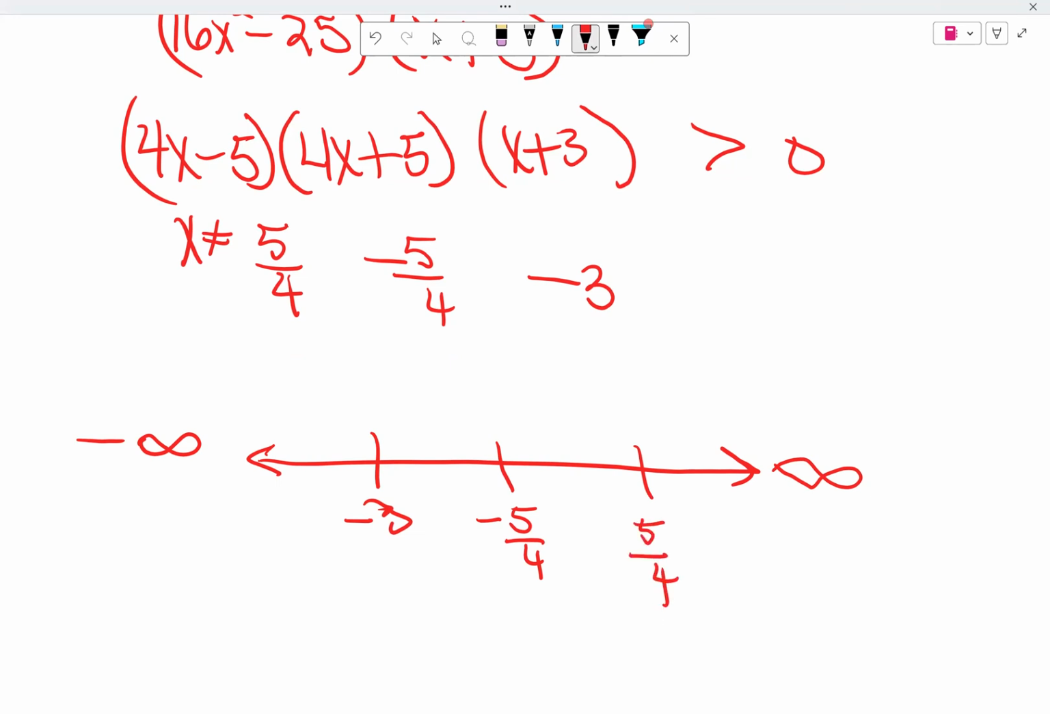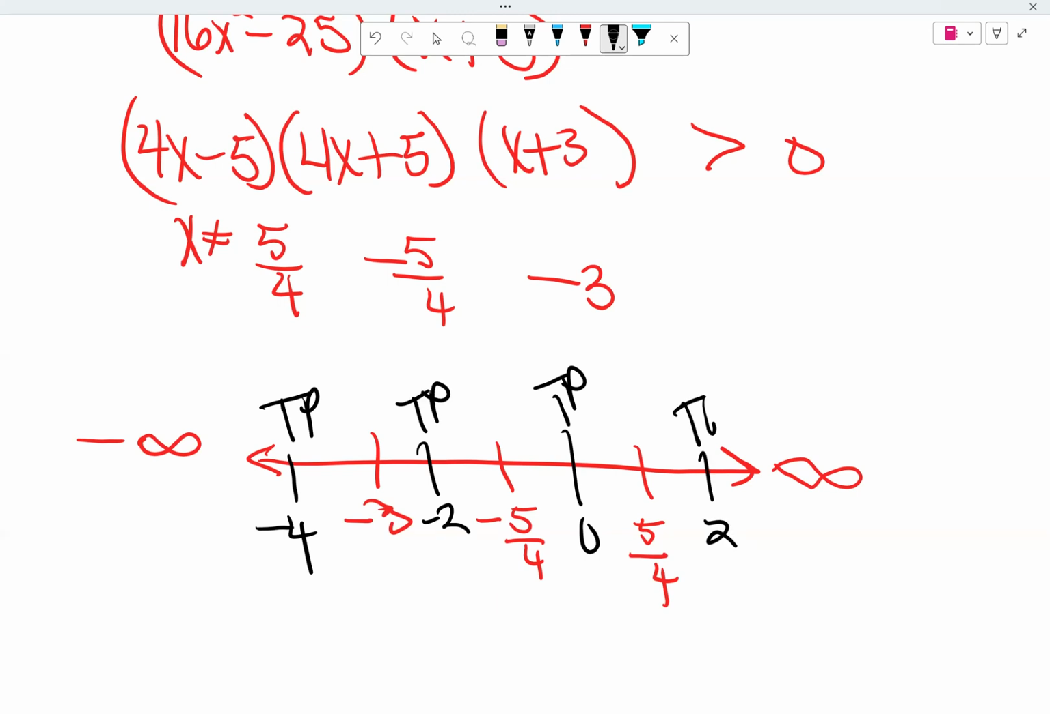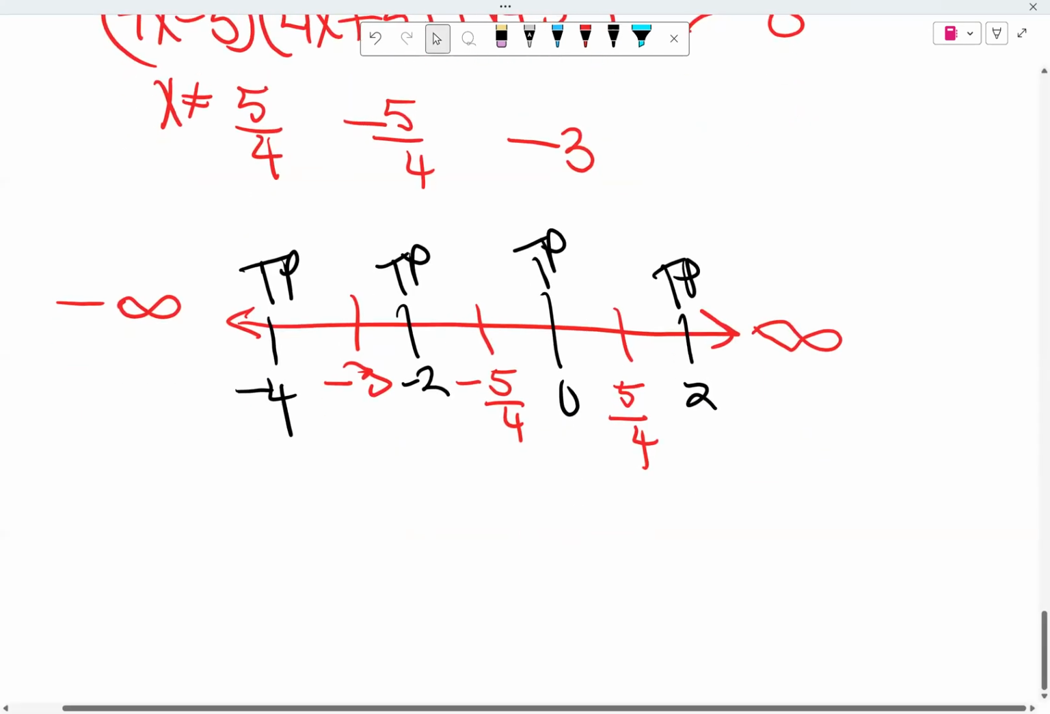I like the 0 again as a test point. So I'm going to go with a test point of 0. I'm going to select a -2 in here. I'm going to select -4 in here. These are my test points. Over here, I'm going to select the +2. That's a test point. Same process. I'll give you the answer.